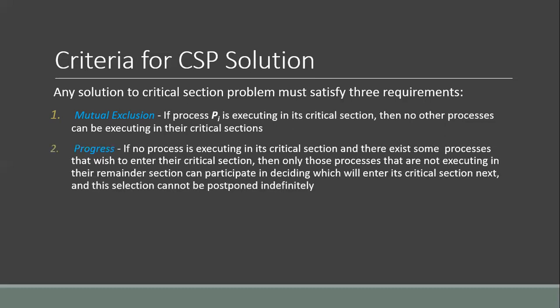The second condition is progress. If no process is executing in its critical section and there exist some processes that wish to enter their critical section, then only those processes that are not executing in the remainder section can participate in deciding which will enter its critical section next. And this selection cannot be postponed indefinitely.